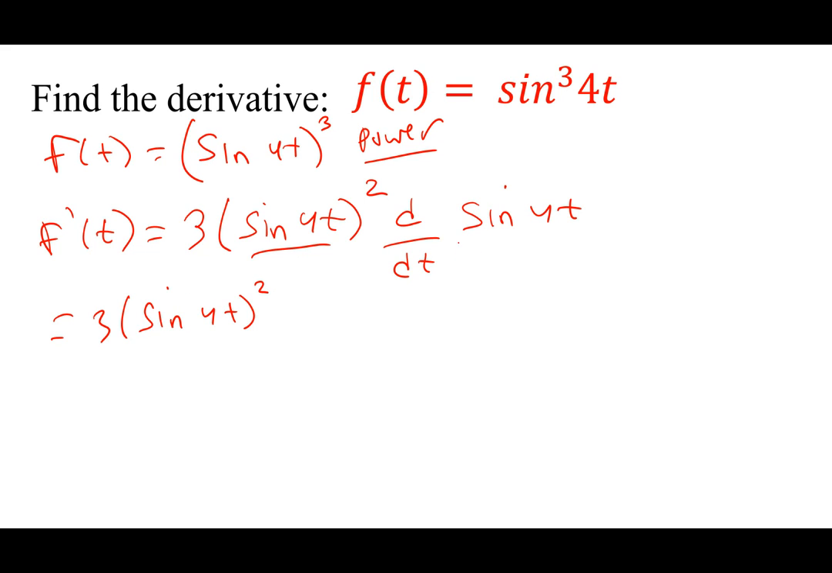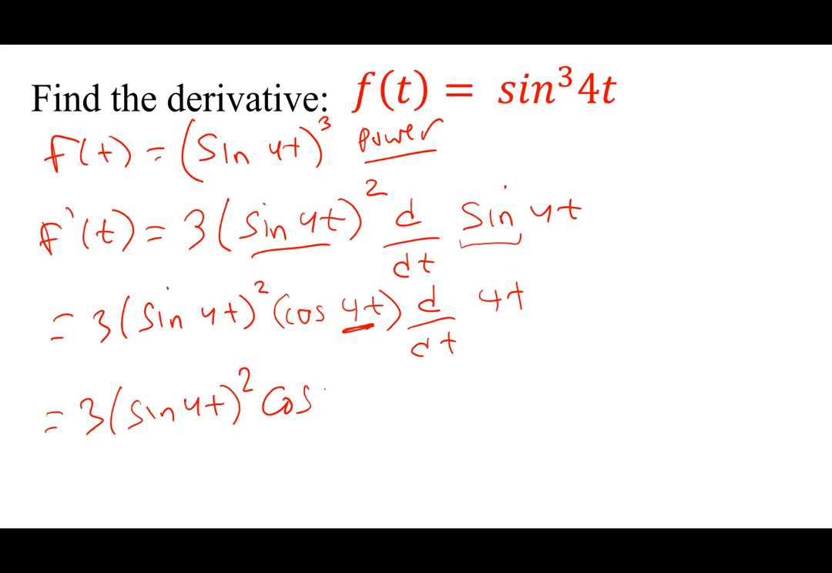When you now take the derivative of the sine of something, that is equal to the cosine of the same something, and now you have to take the derivative of the new inside, which in this case would be 4t. It's the first time we've ever had a case where you had a new inside and then you had another new inside. So in the final round here, 3 times the sine of 4t squared times the cosine of 4t. The derivative of 4t is 4.